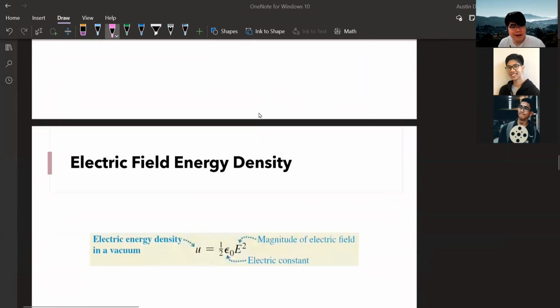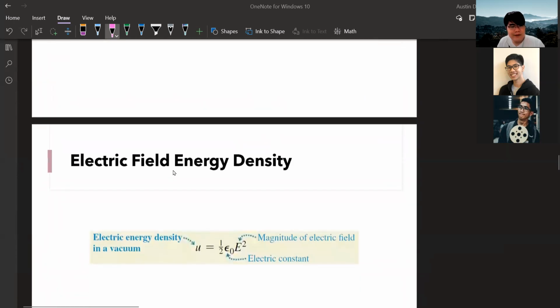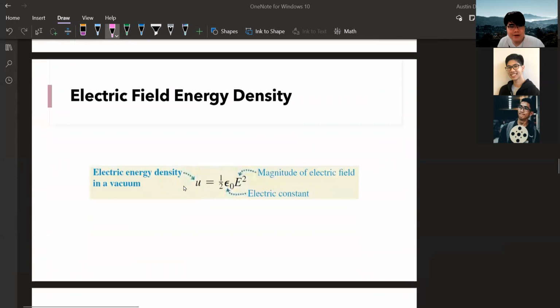And then meron din tayong tinatawag na electric field energy density. So density is, sabi dito ay energy density, therefore, this is energy per volume.